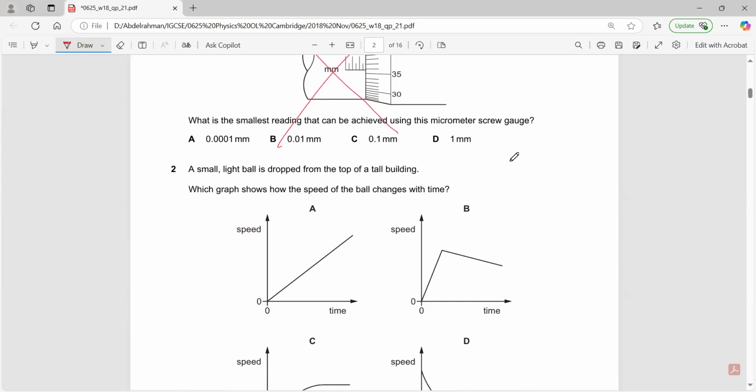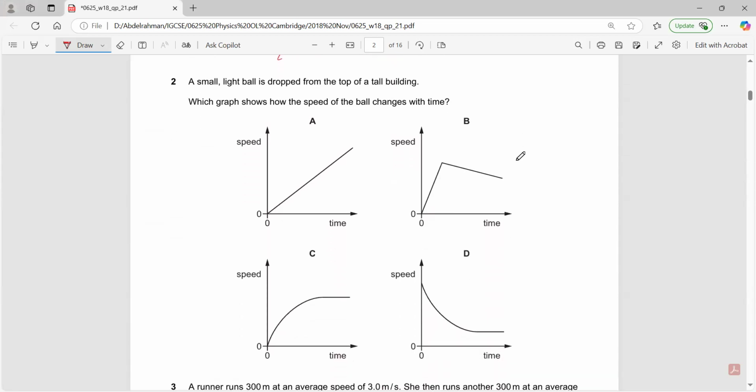Question 2, a small light ball is dropped from the tall building. Which graph shows how the speed of the ball changes with time? As the speed increases, what happens to the air resistance?